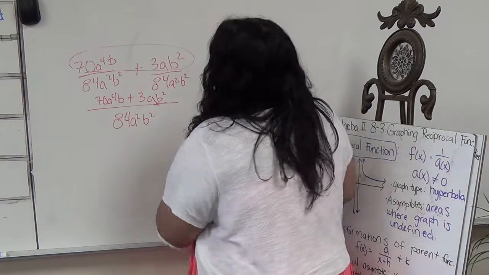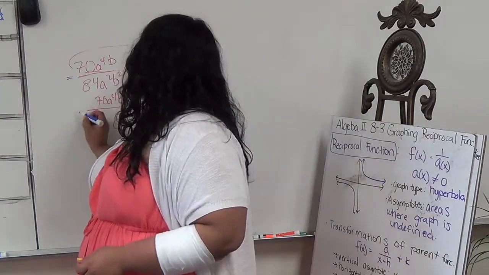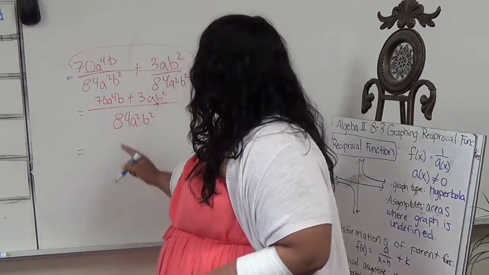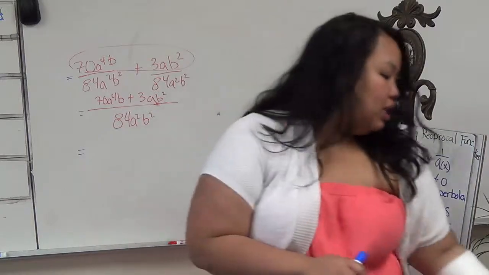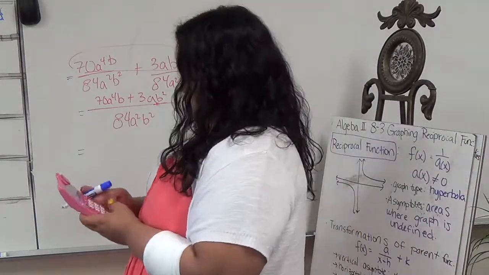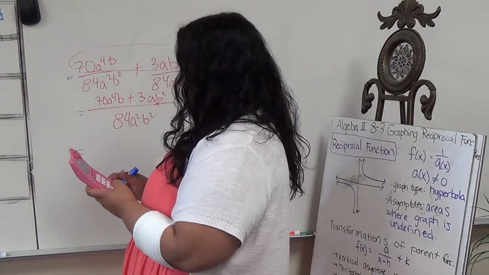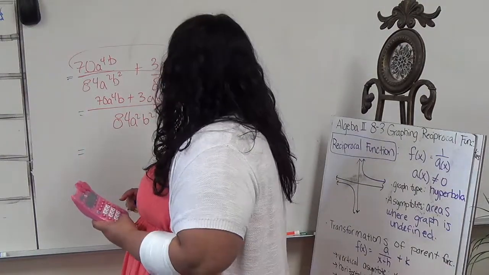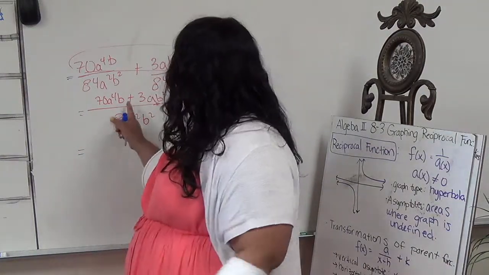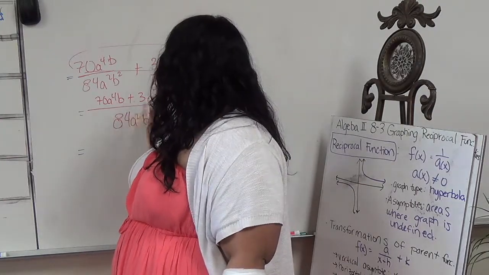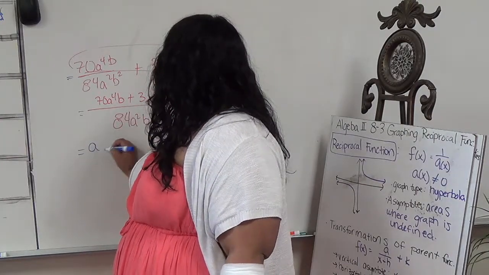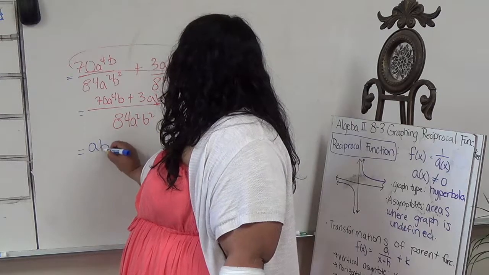The reason I want to do that is because now I can take out what they have in common. 70 is not divisible by 3. There's no factors of 3. It's okay. So I can't take anything, but I can take out an a, and I can take out a b.